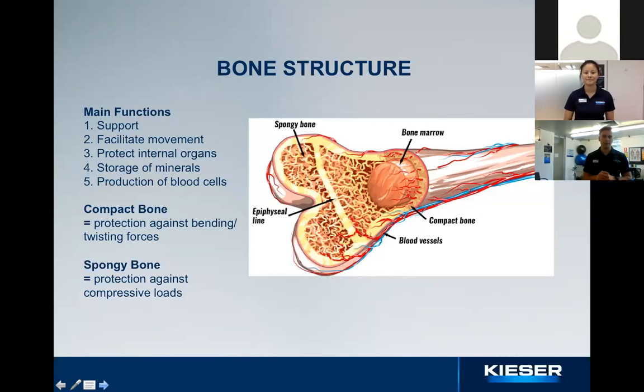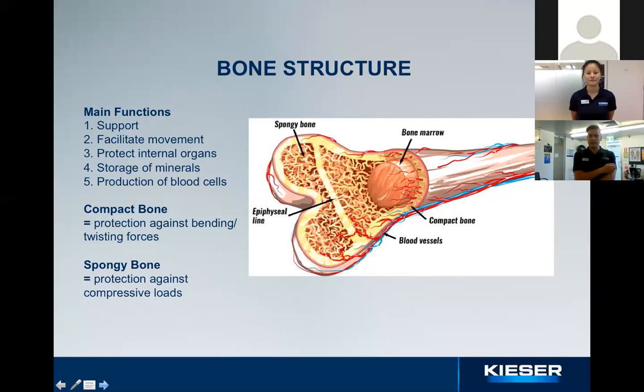All right, so we're going to start here with looking at the structure of bone. Bones in the body have 5 primary functions. Number 1, they support the body, they keep us upright. Number 2, they help facilitate movement. All our ligaments and tendons and muscles attach to bone, so we need them in order to do any movement. They protect internal organs, so an example is our rib cage around our heart and our lungs. They store minerals within them and produce red blood cells within the bone marrow.